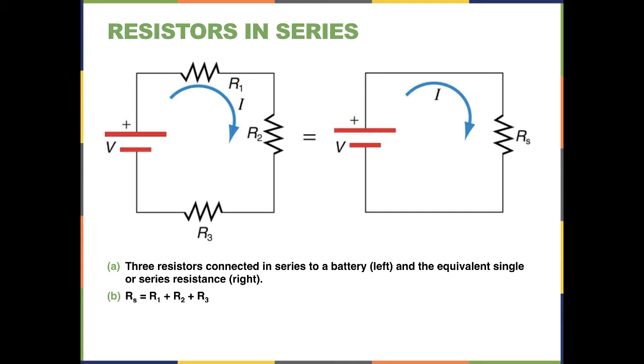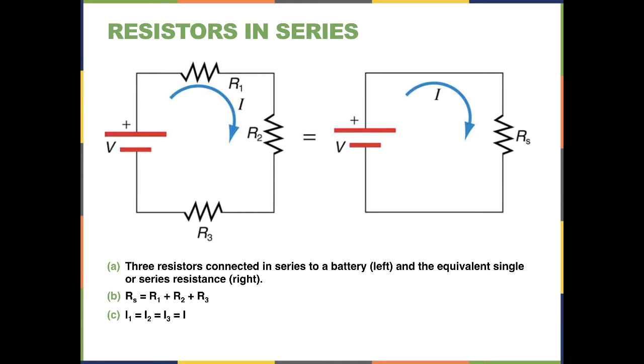Now, because there is only one path, the value of the current at any point has to be the same because you cannot create or destroy electrons. So the flow has to be the same regardless of where you are in this series circuit.